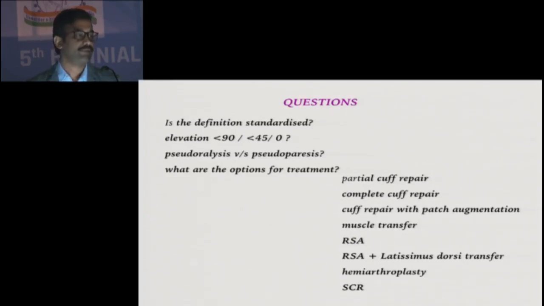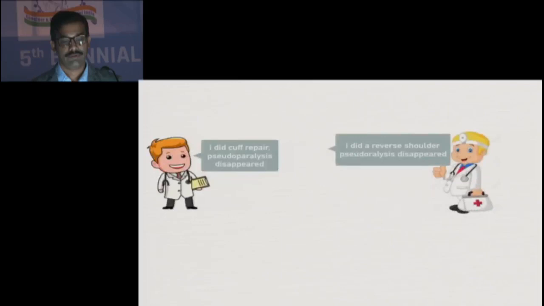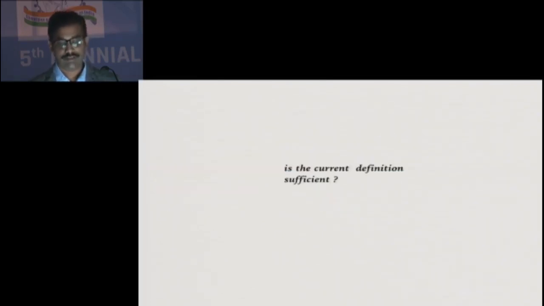Because in the literature it has been described that pseudoparalysis was successfully treated by partial cuff repairs, complete cuff repairs, cuff repair with patch augmentation, muscle transfers, RSA with latissimus dorsi transfer, hemiarthroplasty, SCR, everything. So many types of treatments, and the majority have been reported successful. So somebody says I did a cuff repair and my patient's pseudoparalysis has disappeared, and somebody says I did a reverse procedure and my patient's pseudoparalysis disappeared. Are they talking about the same pseudoparalysis, or are they talking about different pseudoparalysis? Is the current definition sufficient?